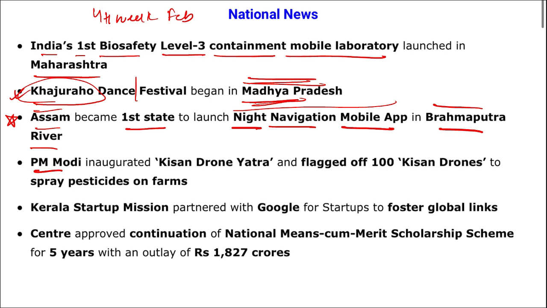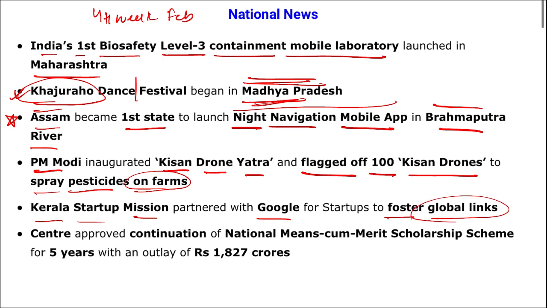Prime Minister Narendra Modi inaugurated Kisan Drone Yatra and flagged off 100 Kisan drones to spray pesticides on farms. Kerala Startup Mission partnered with Google for Startups to foster global links. Center approved continuation of National Means Cum Merit Scholarship Scheme for 5 years with an outlay of 1827 crore rupees.